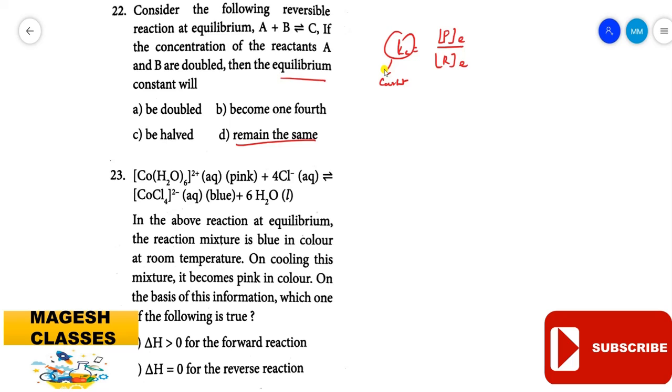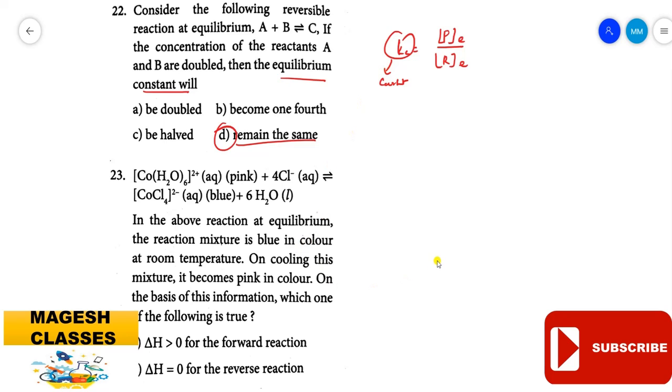So the answer is remain the same. The equilibrium constant will remain the same. The equilibrium constant depends upon the temperature only. As temperature increases, it may increase or decrease depending upon whether the reaction is endothermic or exothermic. So your answer is D.